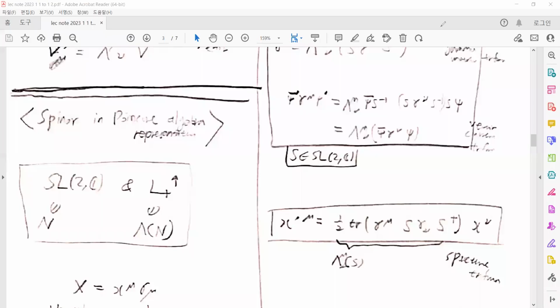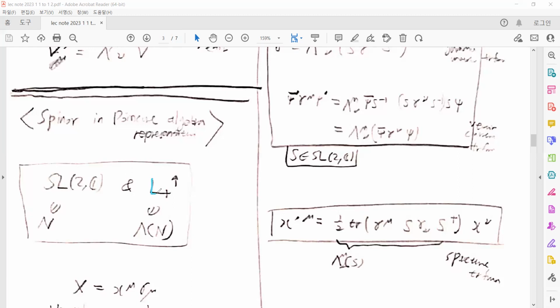In previous videos, we showed that the tensor is one representation of the Poincare algebra. Poincare algebra comes from the Poincare group, which describes the space-time symmetry in special relativity. Tensors represent integer spins only, but there are also spinors, which have half-integer spin, as a representation of the Poincare algebra.